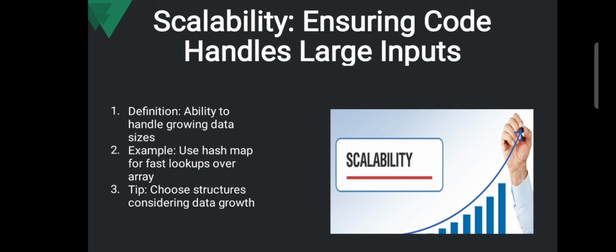Now, scalability. Scalability is about preparing code to handle larger datasets. For example, if we need to check for duplicates in a list, an array would require O(n) time for each lookup, but using a hash map, we can reduce this to O(1) time per lookup, which performs much better as the list size grows.